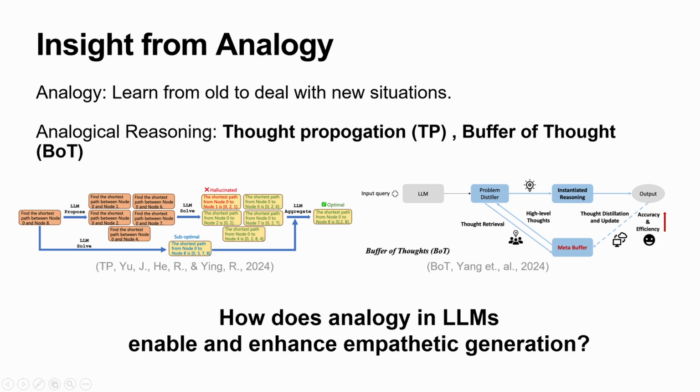Analogy-based approaches have shown great promise in enabling large language models to handle complex reasoning tasks. Internal methods such as thought propagation and external strategies like buffer of thought have proven successful in reasoning. However, their application to empathetic generation remains underexplored. These approaches aim to either enable the model to generate analogical examples independently or to leverage external analogy-driven knowledge to enhance ability. Our central question is, how can analogical reasoning in large language models enable and enhance empathetic generation?